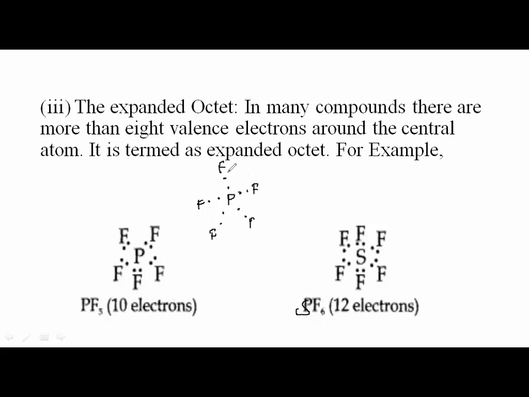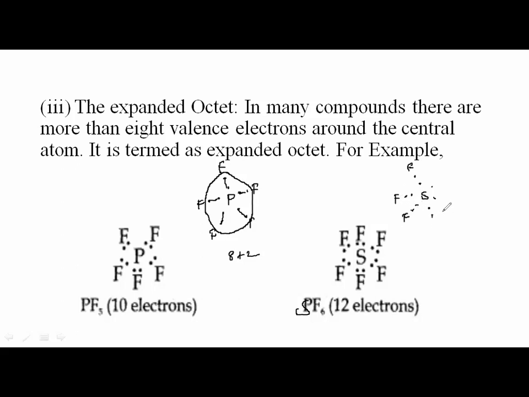But what about phosphorus? Phosphorus is having how many electrons? 2, 4, 6, 8, 10. It is not having 8 electrons, it is having 2 more, that is 10 electrons. Sulfur is having 6 electrons in the valence shell. So 6 valence electrons are there. Each electron is going to form a bond with each fluorine atom.